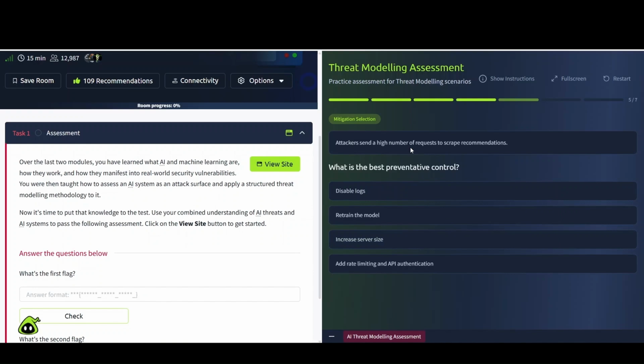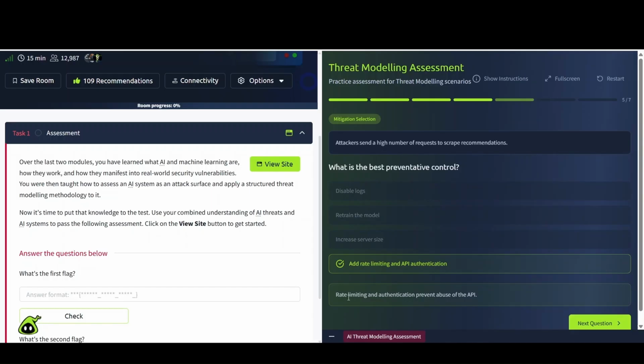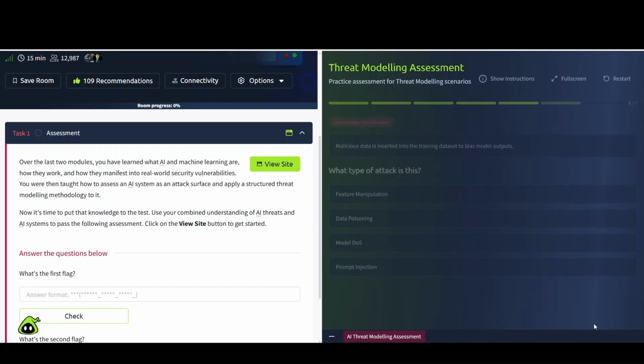Attackers send a high number of requests to scrape recommendations. What is the best preventative control? Disable logs? No. Retrain the model? No. Increase server size? No. Add rate limiting and API authentication. That one makes sense. Rate limiting and authentication prevent abuse of the API.